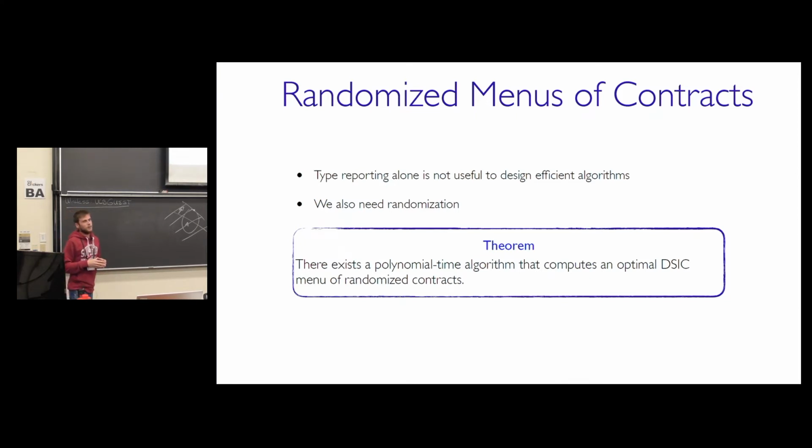So type reporting alone is not useful to design efficient algorithms. So we also need randomization. And with randomization, we were able to design a polynomial time algorithm that computes an optimal dominant strategy incentive compatible menu of randomized contracts. So in the remainder of the presentation, I will try to give you an intuition of this result.